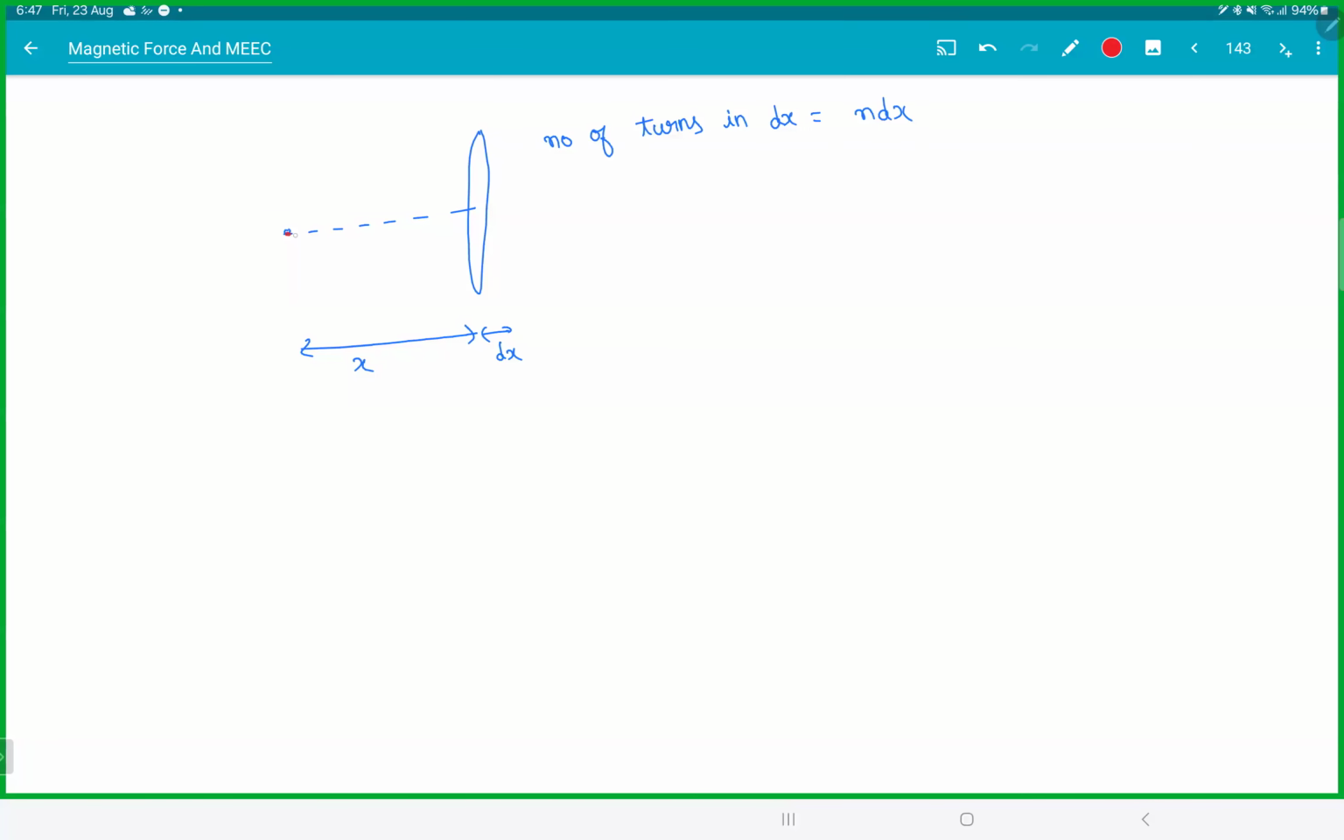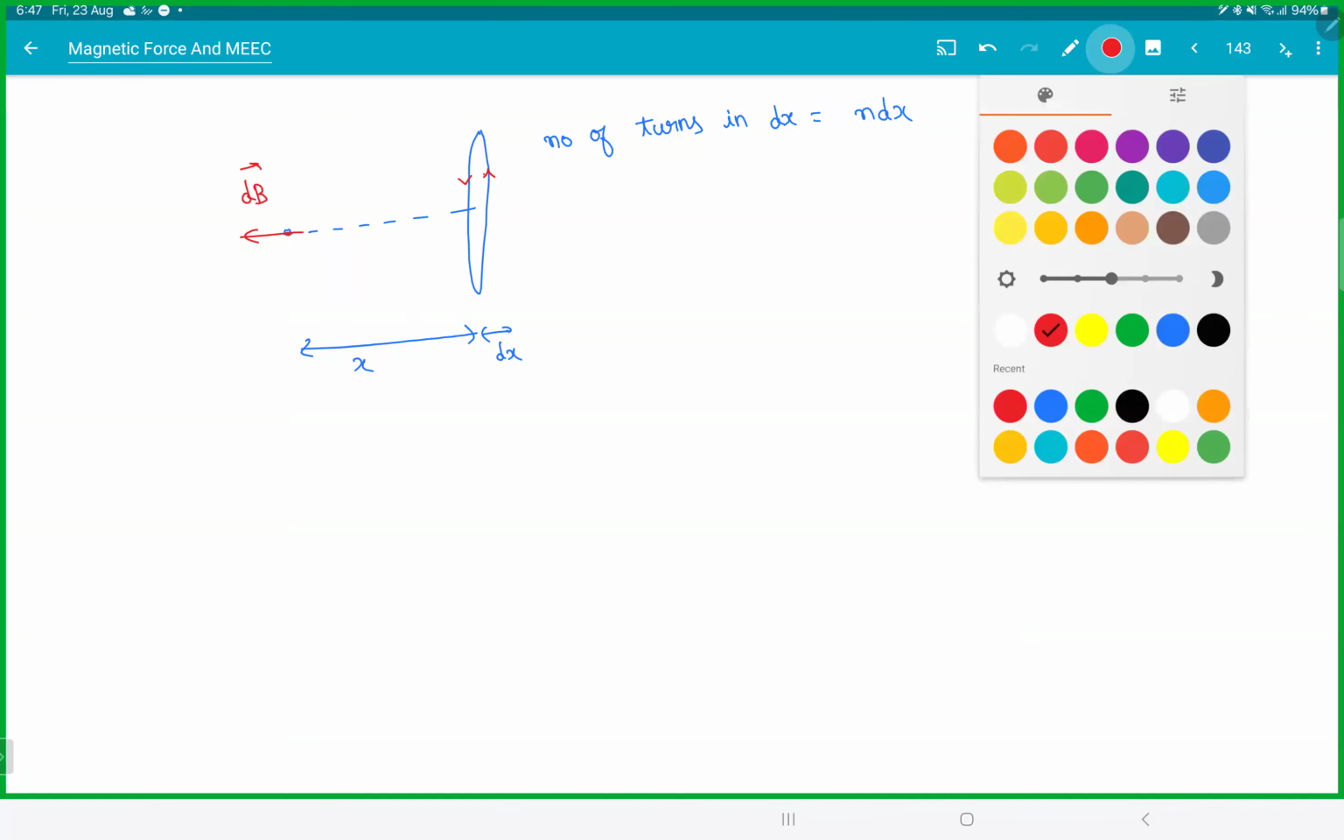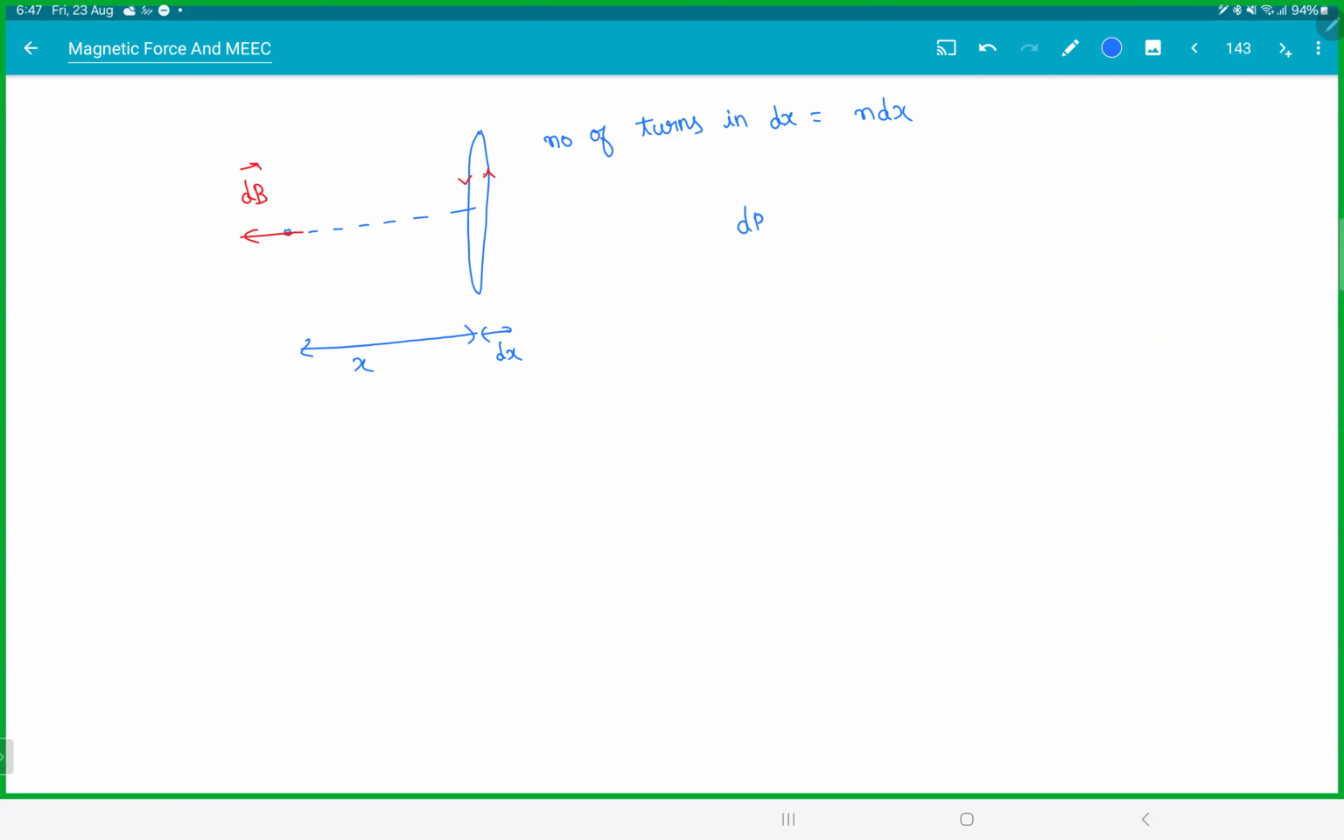At this point here, the magnetic field, depending on how you choose your current direction, I'll just assume this way. So we get dB is equal to the number of turns n dx, and the formula is mu naught I r square by 2 into (r square plus x square) whole power 3 by 2.